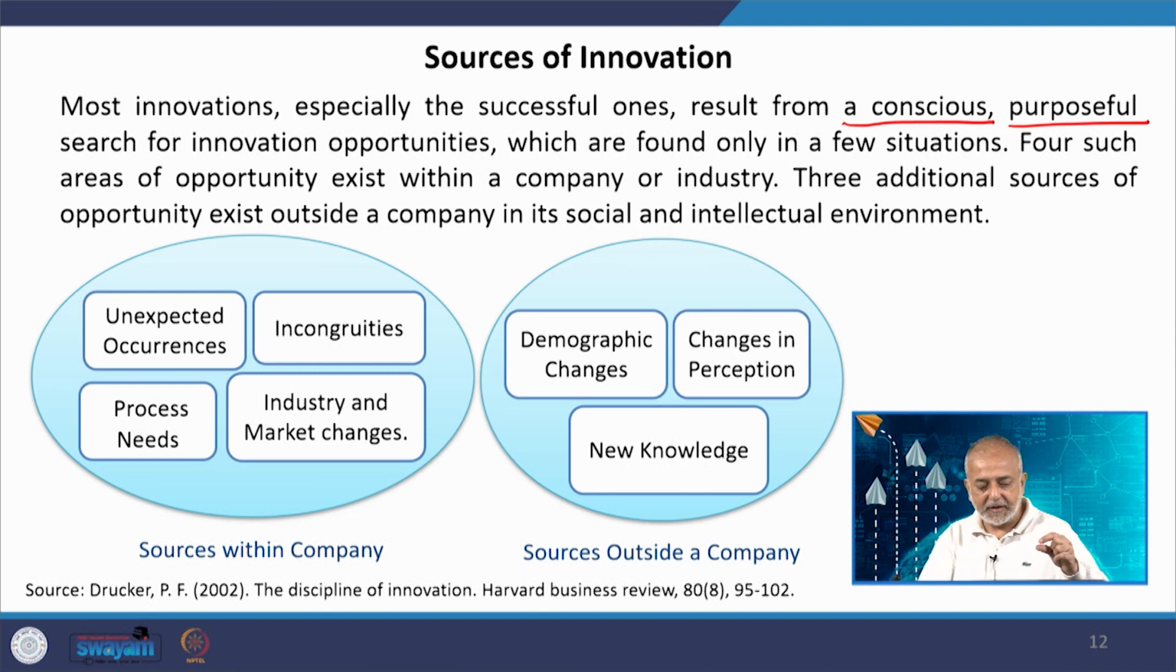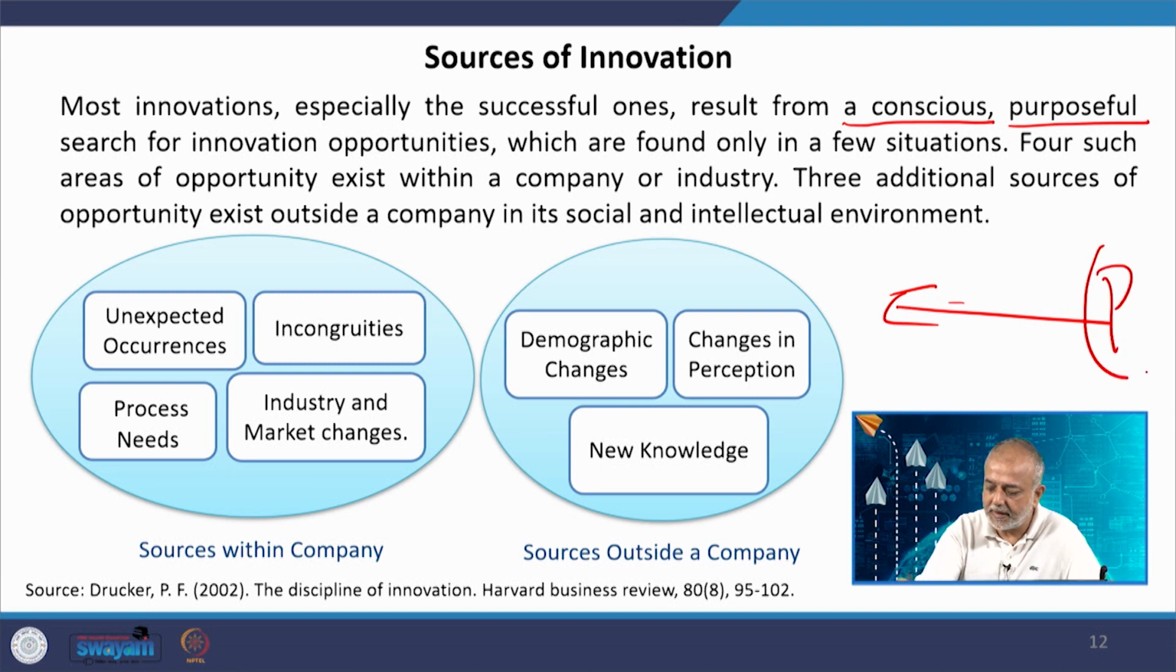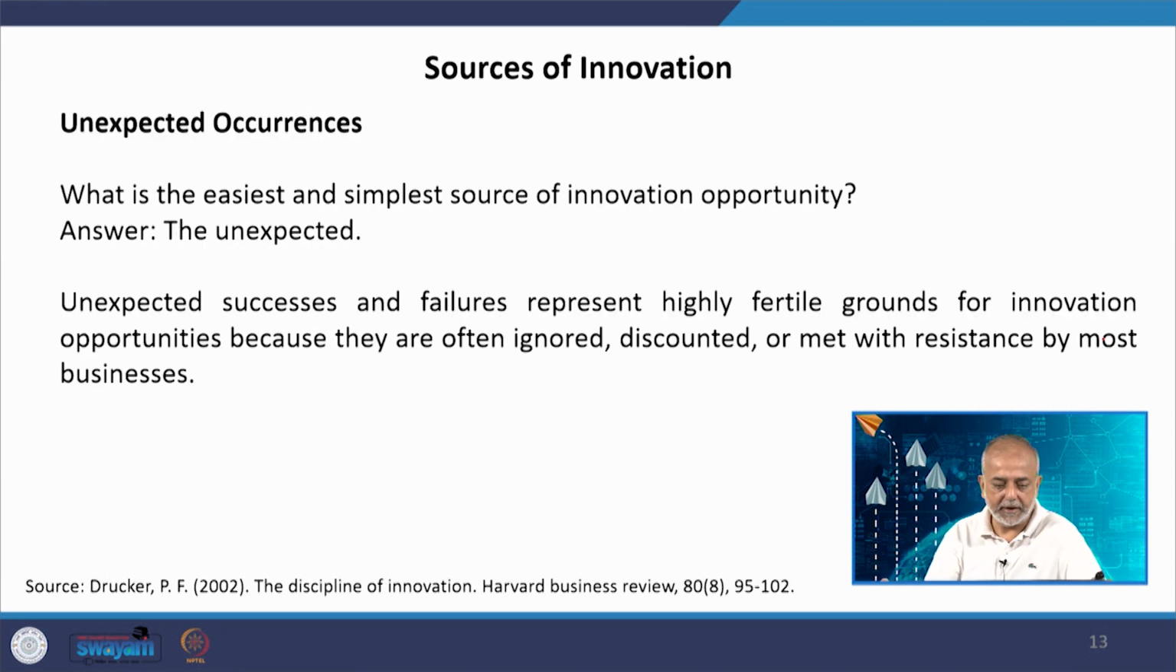So, unexpected occurrences, incongruities, process needs, industry and market changes belong to sources within the company, and sources outside a company are demographic changes, changes in perception and new knowledge. But here is my addition and submission, without extending any disregard to what the article says, just to add my thought process here: the originators and the people associated with this kind of thing, and I will just write P here. So, that will demonstrate that need for that kind of thing.